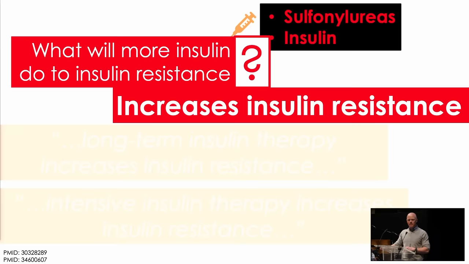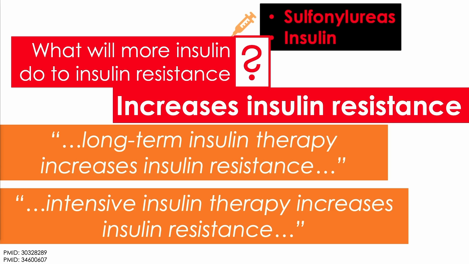Here are some quotes. And mind you, throughout my presentation, you might have noticed in the bottom left corner, I have these little PubMed ID numbers. So all of those are the citations, if you're ever wondering. These are some direct quotes, noting in type 2 diabetics that the longer or the more insulin the patient is taking, the worse the insulin resistance is getting. Again, it's no surprise. If you remember that high insulin is a cause of insulin resistance, you can see how we're making the problem worse.